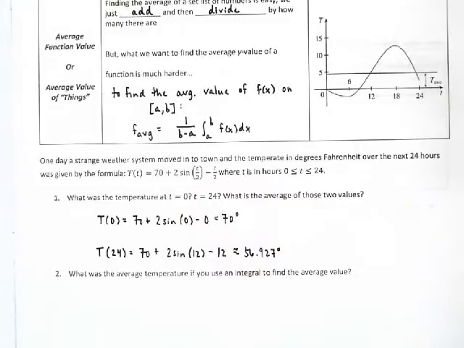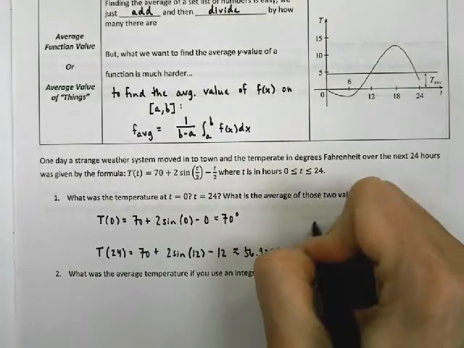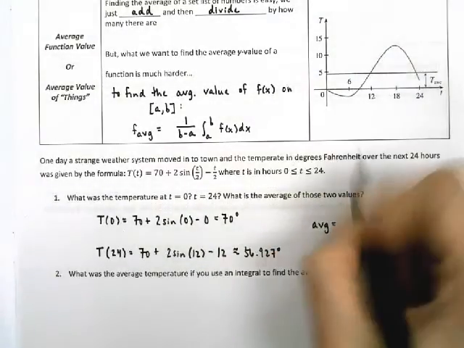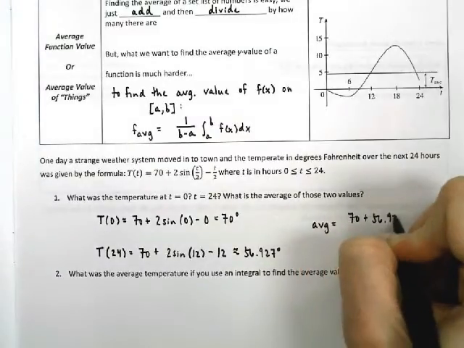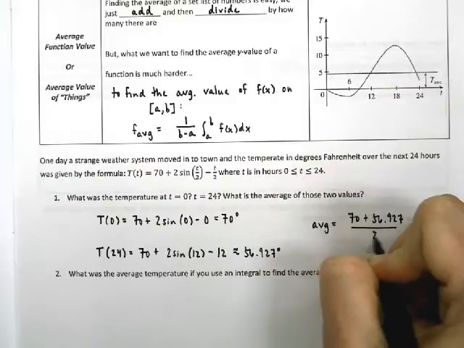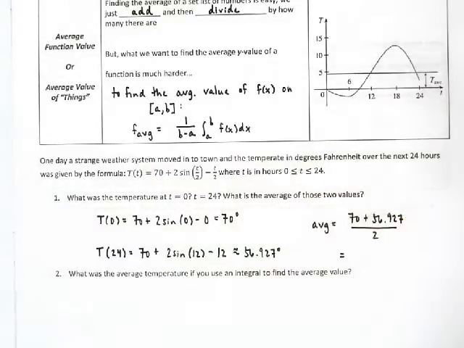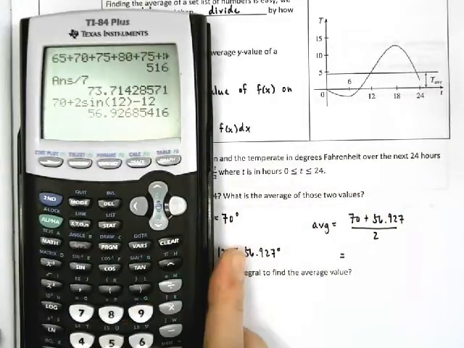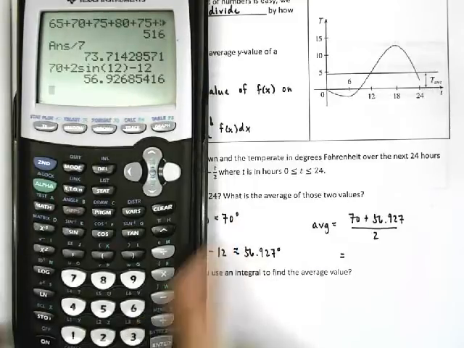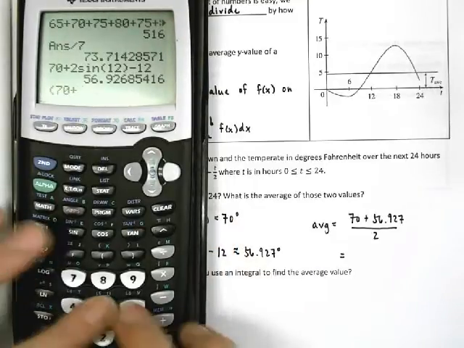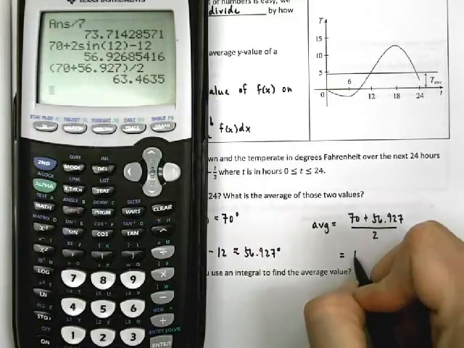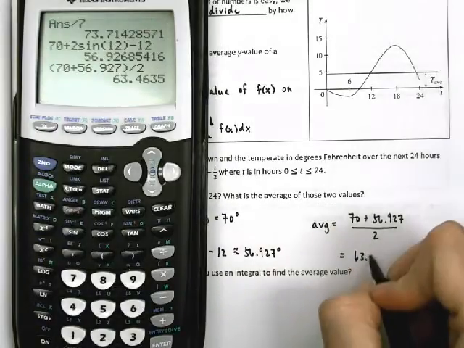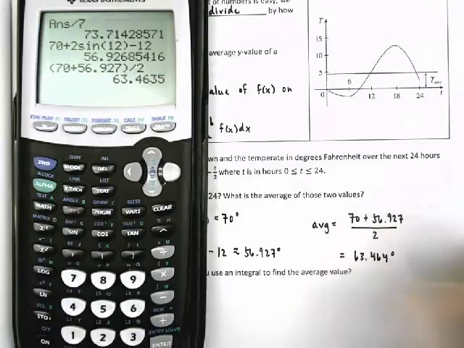Okay, so now if I want to average those two values, all I'm going to do is add them and divide by 2. So here I'm going to do this in one step. I'll use parentheses 70 plus 56.927 and divide by 2. And I'm going to get 63.464 degrees.